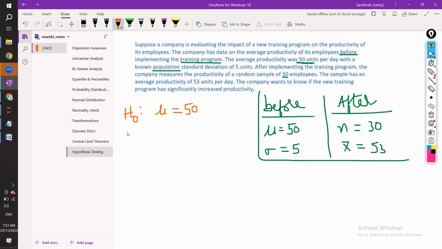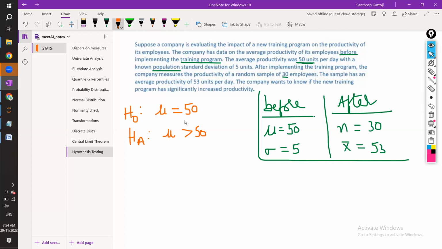But the alternate is saying the mean is greater than 50. We want to prove only this. See how I have formulated the null and alternate hypothesis.